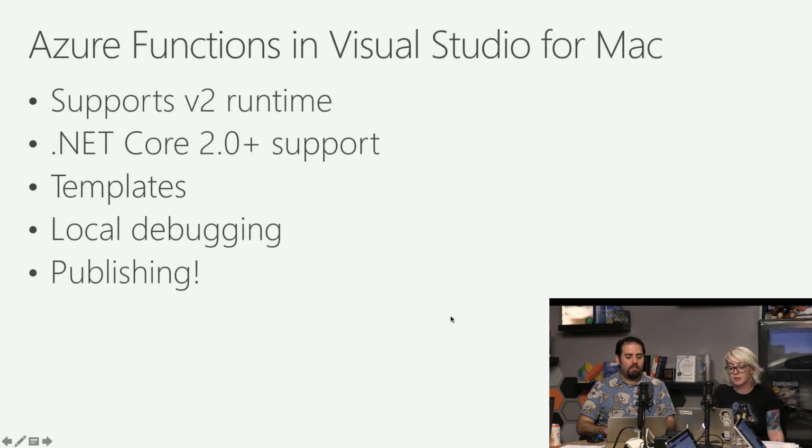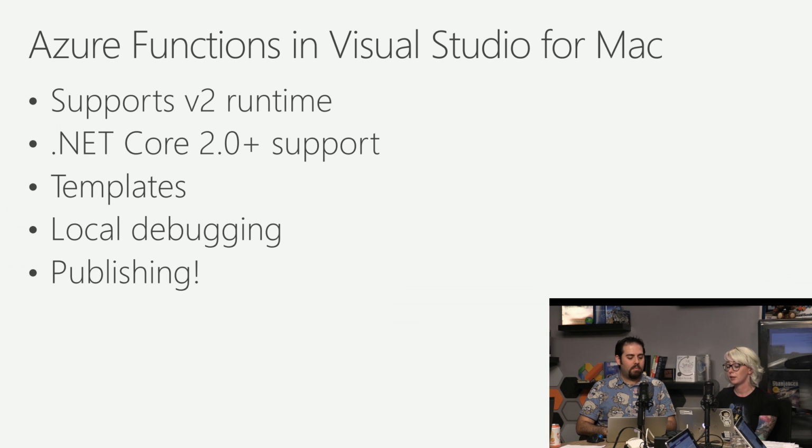So Azure Functions in Visual Studio for Mac. What kind of support do we have here? Well, all of our templates are supported for the V2 Azure Functions runtime. We also have .NET Core 2.0 Plus support. There's a ton of templates that are available through the new project dialog. So you can just create a new project, select the template, and from there you can configure the template with your connection string and whatnot.